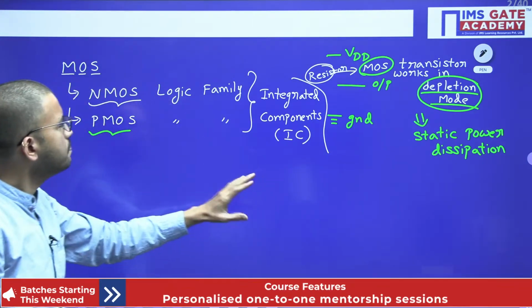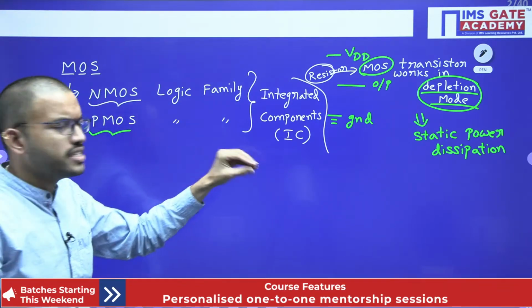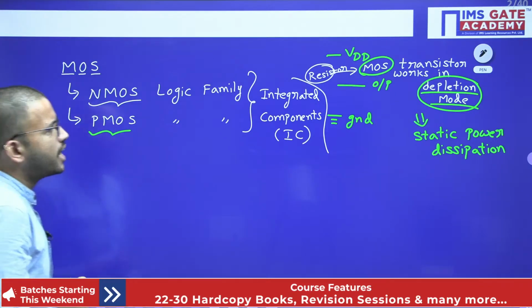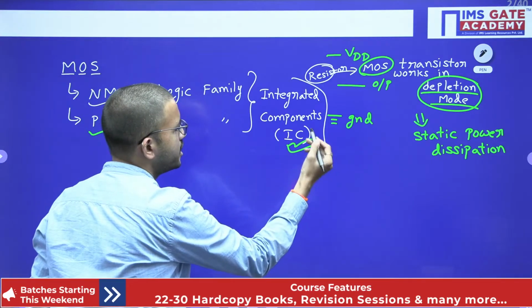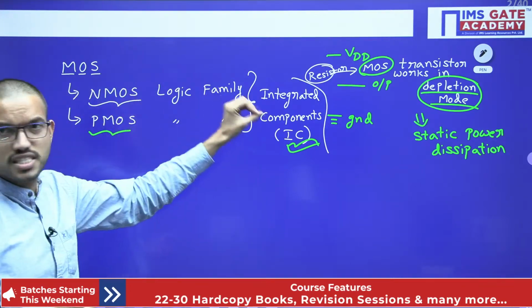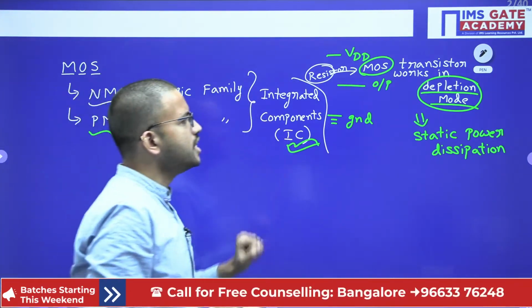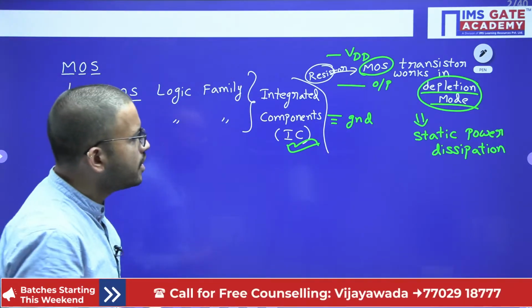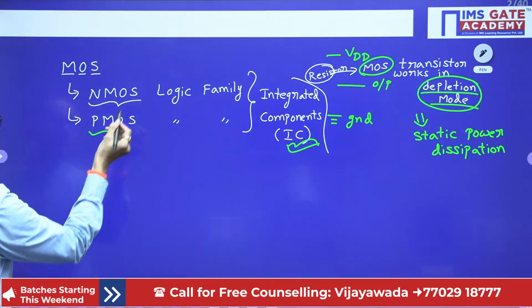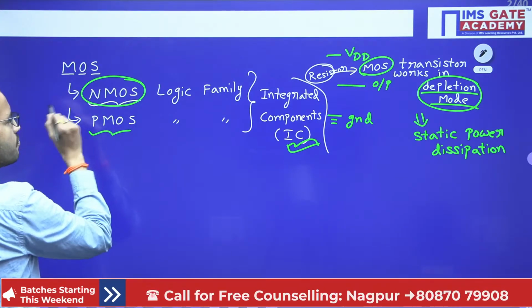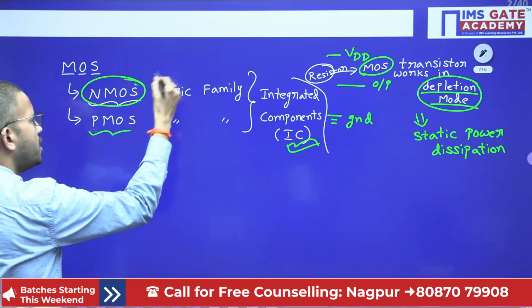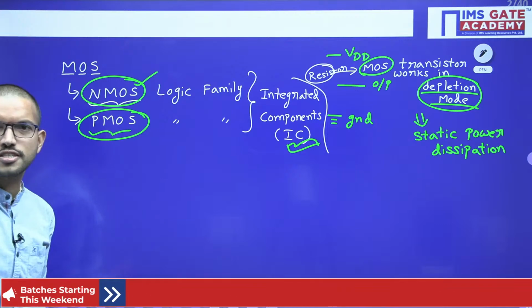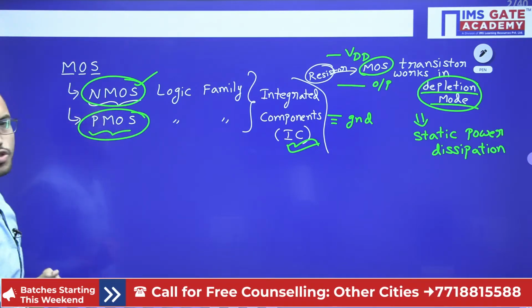On the single chip, we are fabricating or integrating the transistors, right? So when compared to the earlier logic family, the advantage is we are able to incorporate all the electronic components on the same chip. That is the advantage, but still we are having the same drawback, that is static power dissipation. Now here we are using two types of transistors. In NMOS logic family, we will use only NMOS transistors, whereas in PMOS logic family, we will use only PMOS transistors. Now we will use them combinedly.